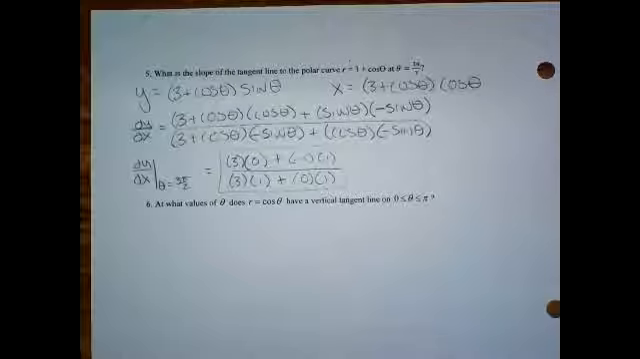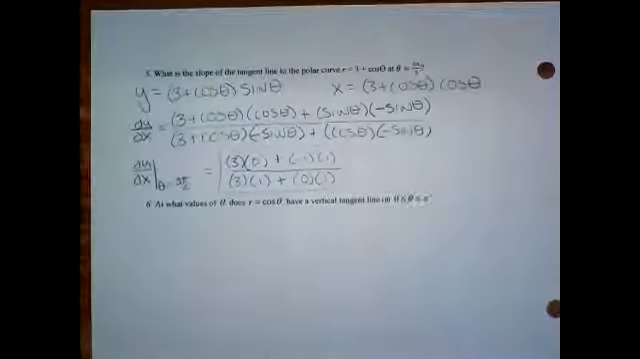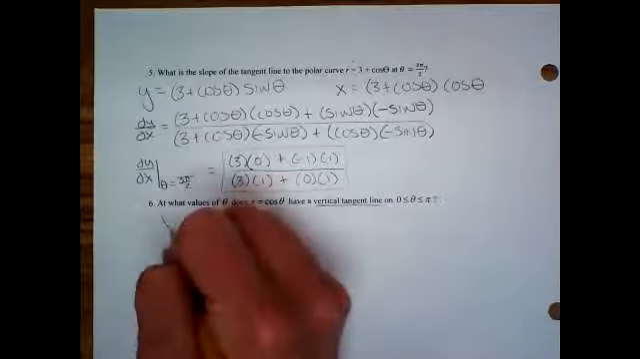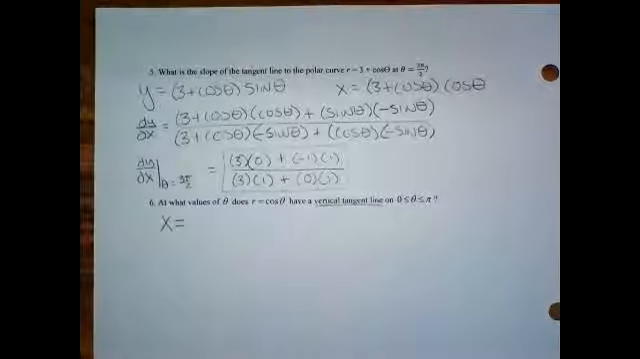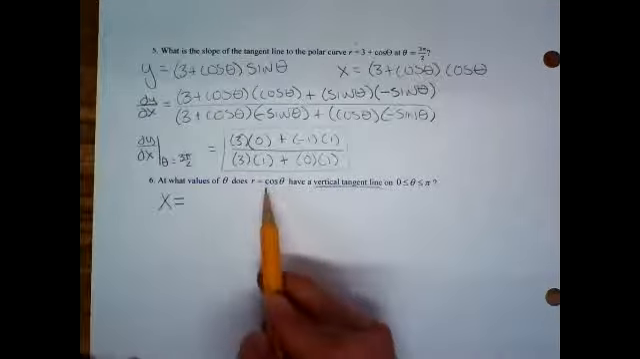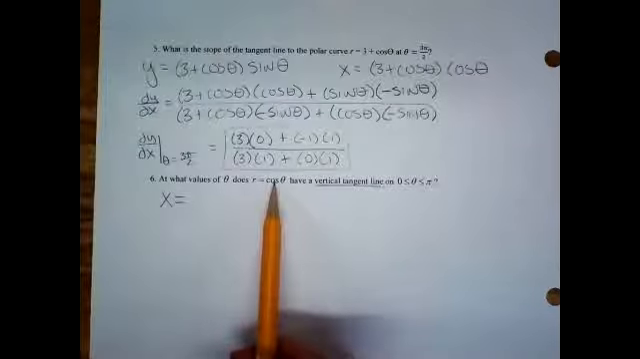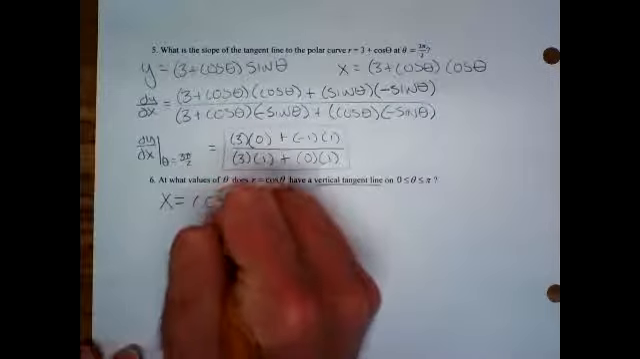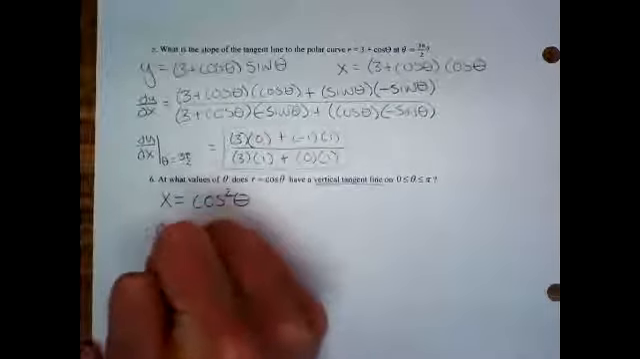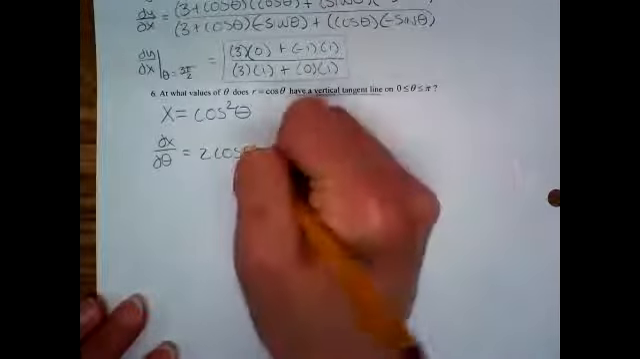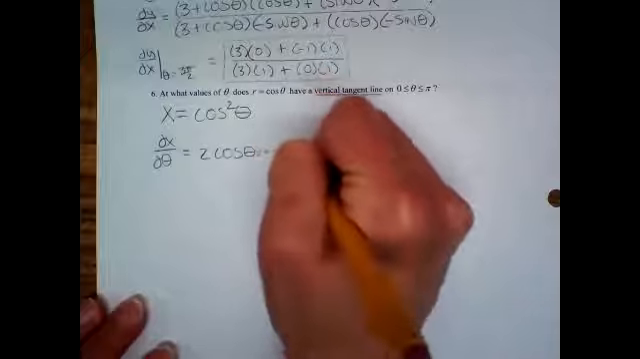All right, last one. At what values of theta does r equals cosine of theta have a vertical tangent line? What do you set equal to 0 for vertical tangent line? Good. So first we need x, and then we'll find dx d theta, and then we'll set it equal to 0. So x is going to be what? That times cosine, which would be cosine squared. Good. So doing that derivative, you would bring the 2 down. It would drop to a 1, and then you have to chain on derivative of cosine, which would be negative sine.